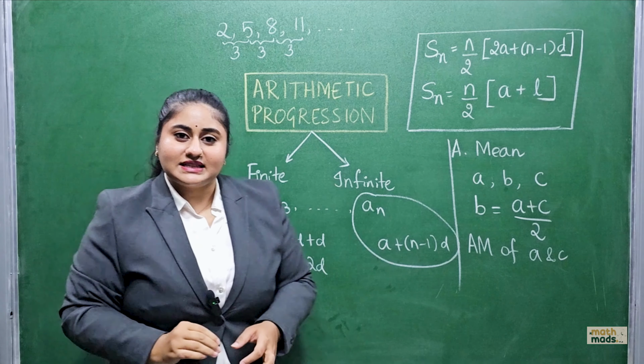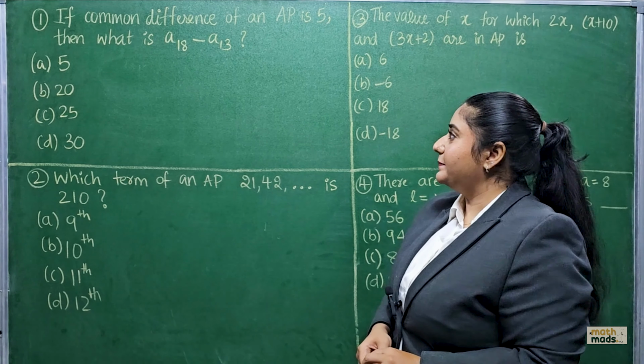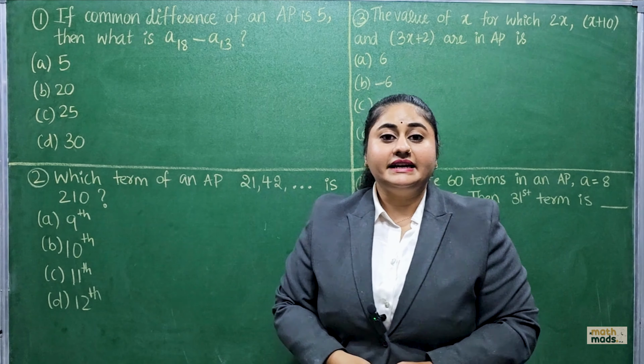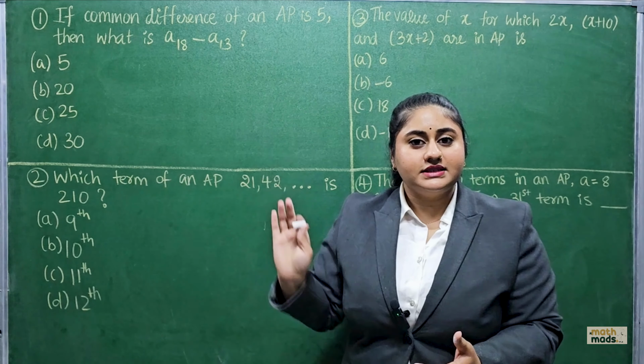Okay, so now let's see some MCQs. So the first MCQ is, if the common difference of an AP is 5, then what is a18 minus a13? So a18 is the 18th term and a13 is the 13th term.